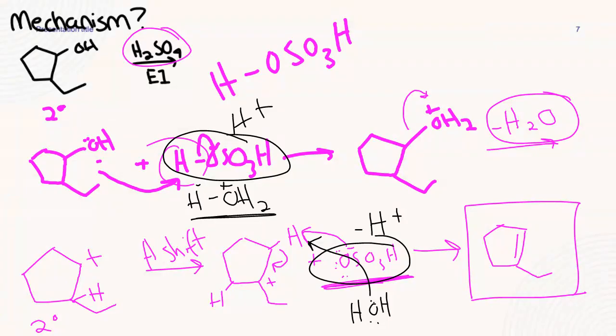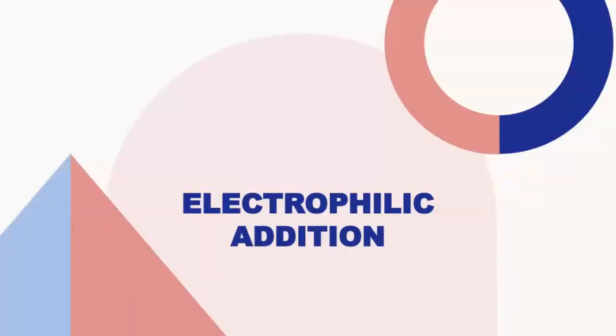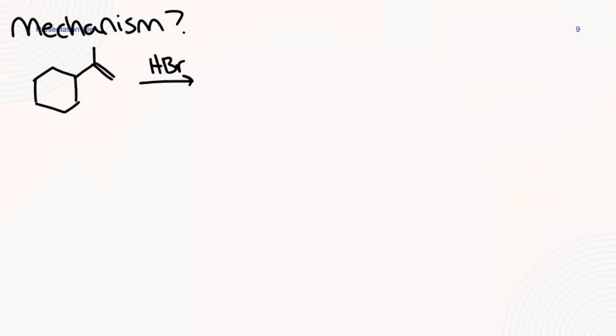Okay, so second part that's on your test is electrophilic addition of alkenes. So the whole premise of this is your double bond is electron rich, so it's nucleophilic. It can give electrons to something and can react with electrophiles and add an electrophile to the double bond.